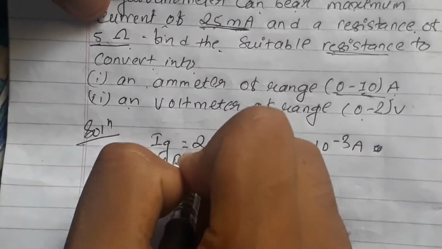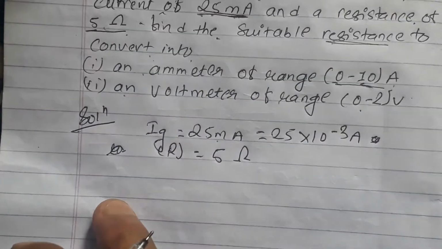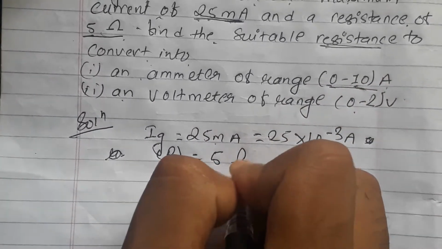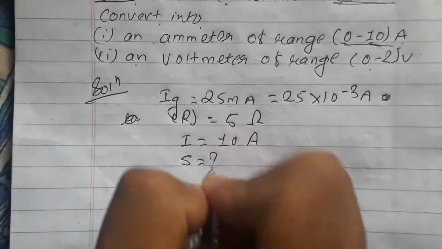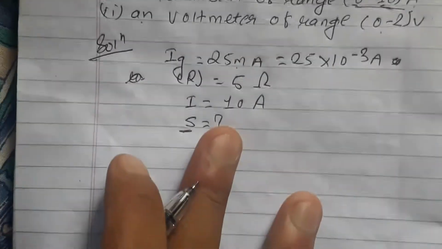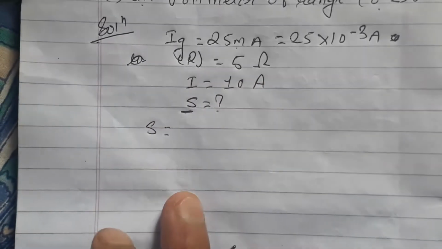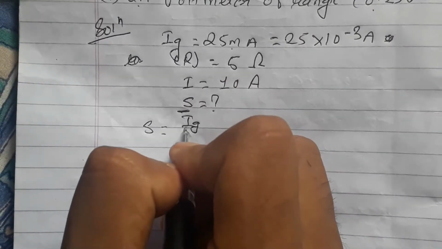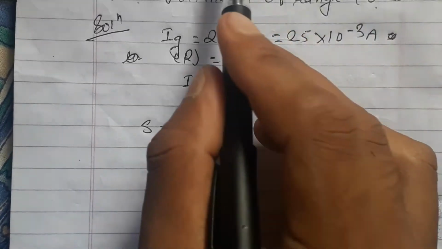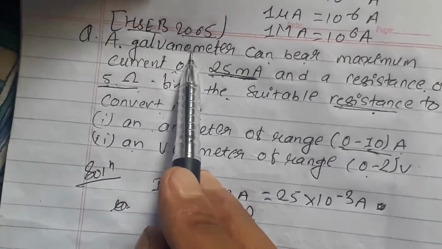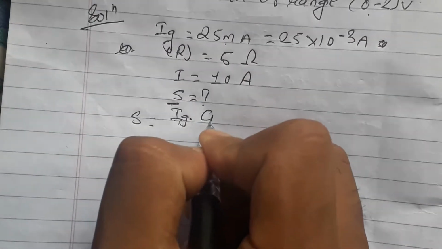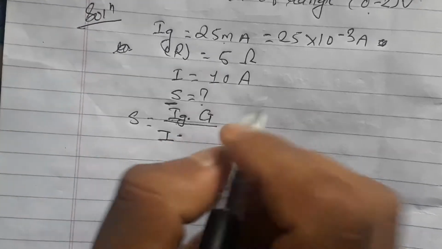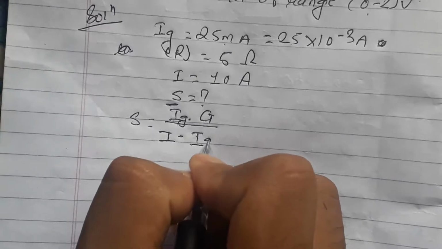Then we have to find I, the maximum current that the ammeter can measure, equal to 10 ampere. We have to find the value of shunt, that is the resistance. Okay, and then we know the formula of the shunt resistance S. Do you remember the formula? S equals Ig, the current that can cause full scale deflection and maximum current that can pass through the galvanometer, times the resistance of galvanometer G, all upon the maximum current that can be measured by the ammeter minus the current passing through the galvanometer.